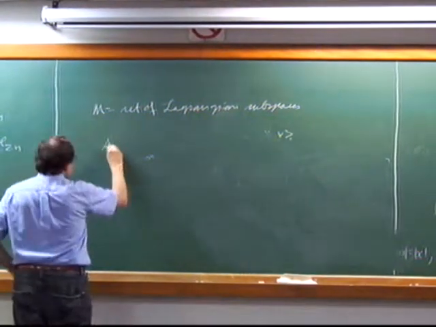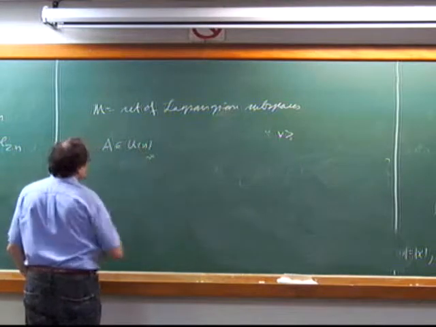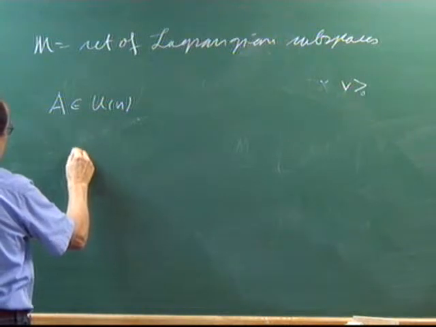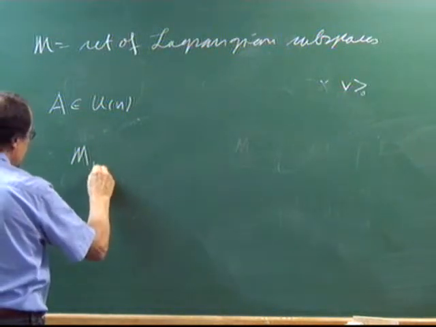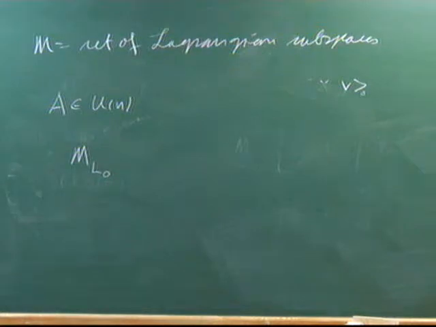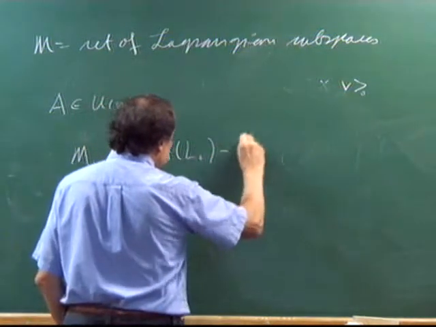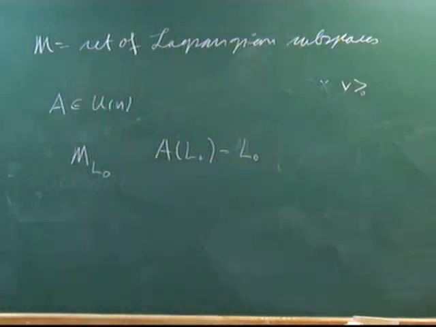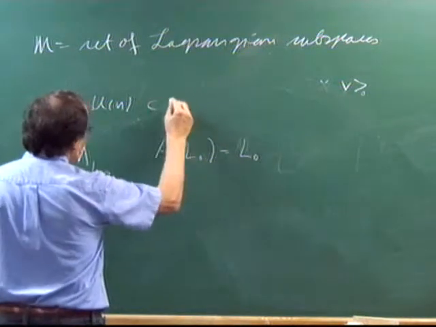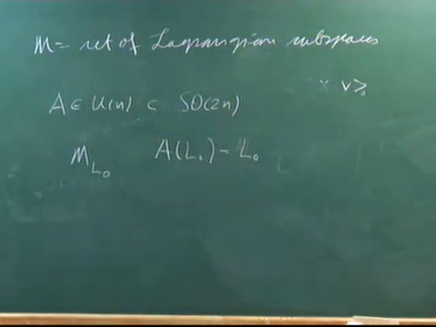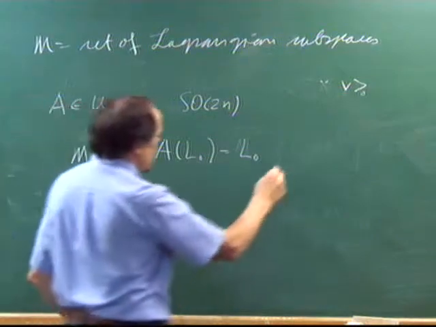So now I take an element A in UN. Say, let's take the stabilizer of M at the point L naught. L naught is my base point. So I want to look at those matrices where A of L naught is equal to L naught. A lies in UN intersected with S, and of course also then in S of 2n. So it's orthogonal. So A also takes L perp to L perp.